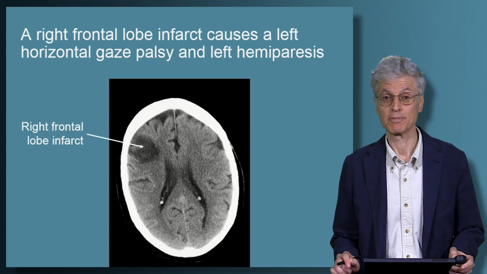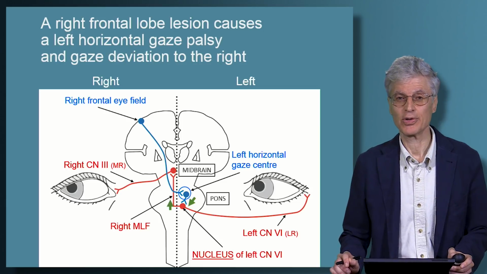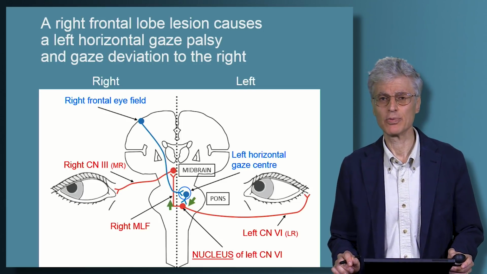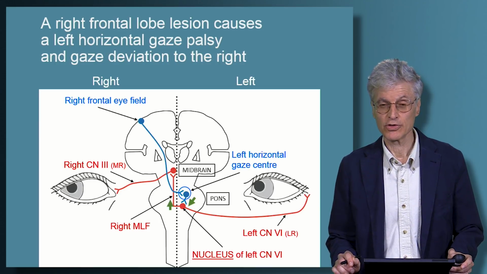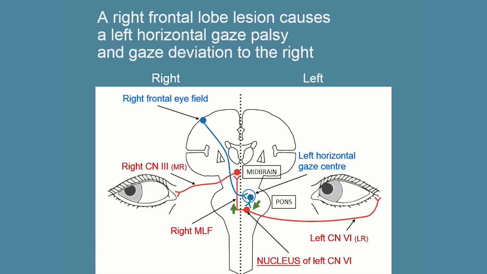So the eyes cannot look left, and they're deviated to the right, and it affects the motor cortex, so there is a left hemiparesis. Here's our diagram again. You have a right frontal lobe lesion causing left horizontal gaze palsy and gaze deviation to the right. So the right frontal eye field sends its signal down through the internal capsule to the brain stem, crosses the midline to the left horizontal gaze center, which in turn talks to the left sixth cranial nerve nucleus.